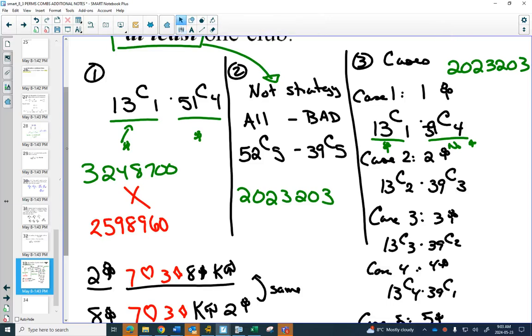So I have for you extra, just like the extra booklet, permutation questions. Combinations isn't as big as permutations. So here are extra practice.